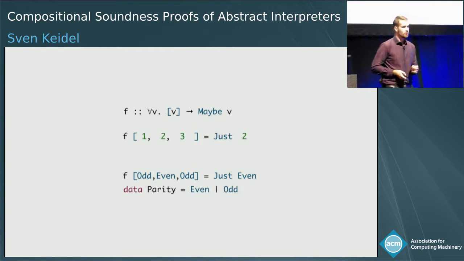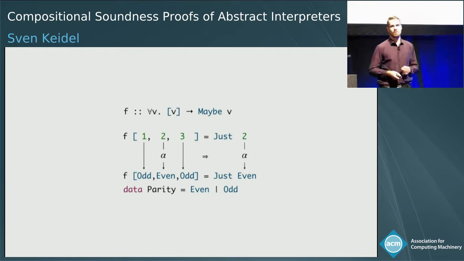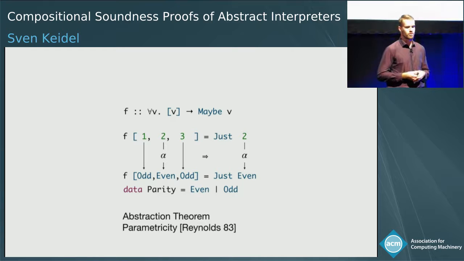And furthermore, what we can learn from this type is, if each element of these lists was related with, for example, an abstraction function that for each number returns its parity, then the output also has to be related by the same abstraction function. And this is exactly what we need to prove that this function is sound. And that this holds is guaranteed by a very powerful reasoning principle called the abstraction theorem, and it holds in languages which enjoy parametricity.